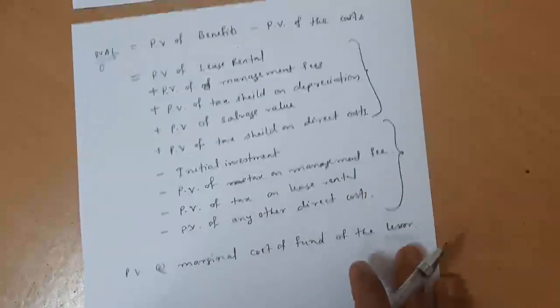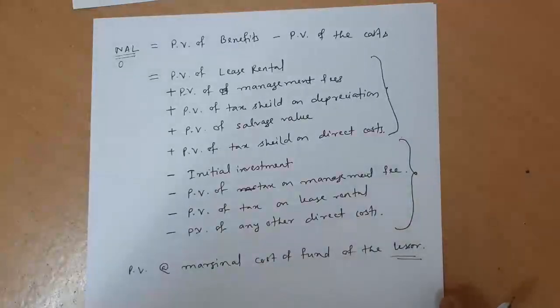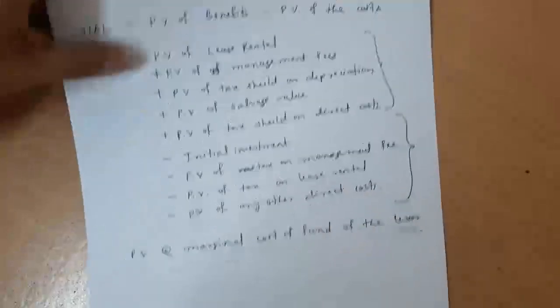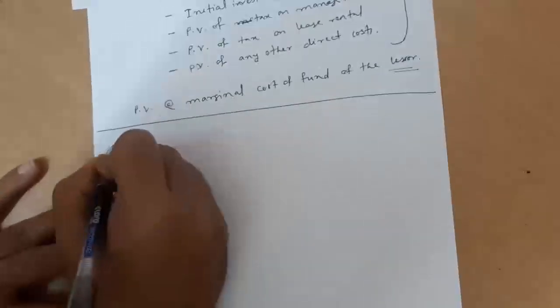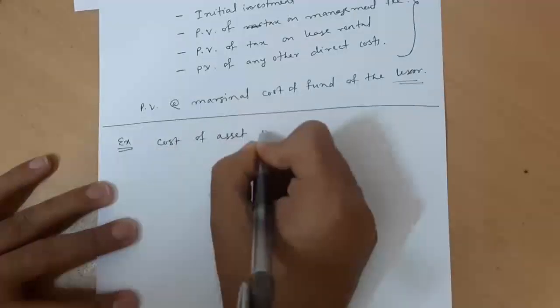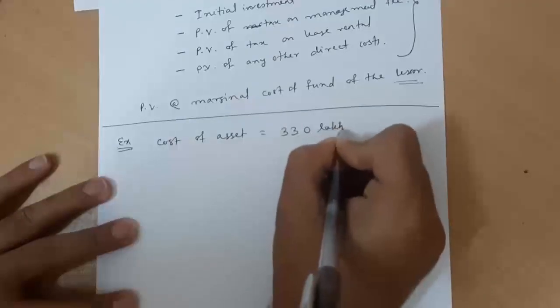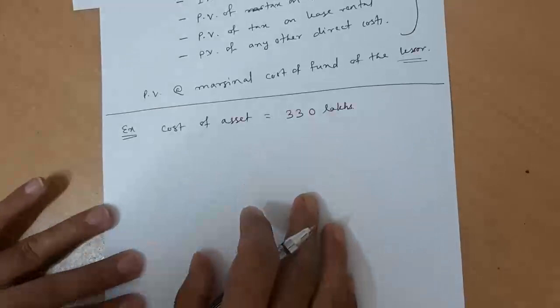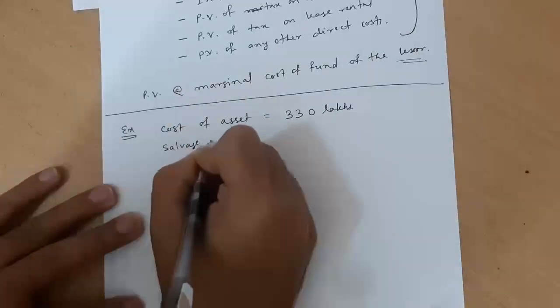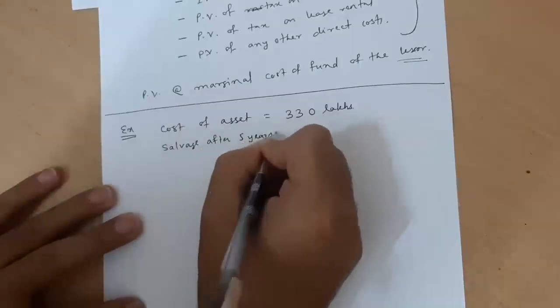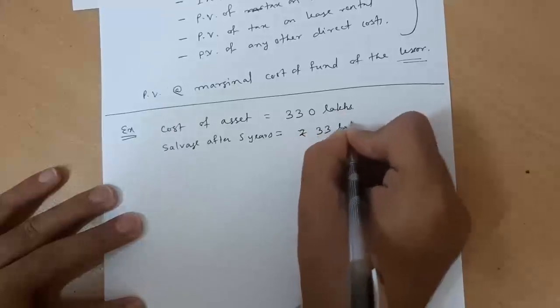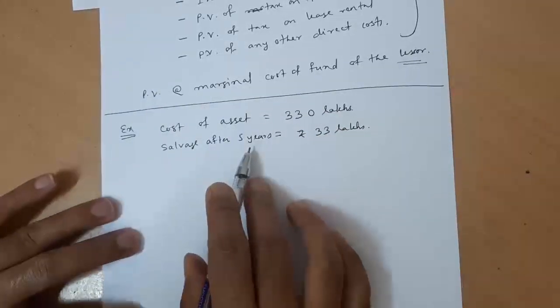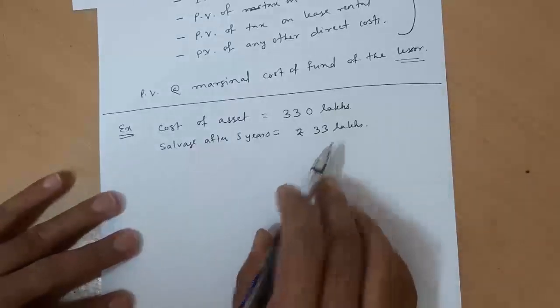Okay, so this is the formula which you have. You can look into the formula, and now we'll try to solve one simple sum. Okay, so let us solve one. Let us take a very easy sum. Simple example is there. Suppose the cost of asset is 330 lakhs. Okay, and the salvage value after 5 years, suppose the salvage value is 33 lakhs. So life of the asset is 5 years, and after 5 years the salvage will be 33 lakhs.